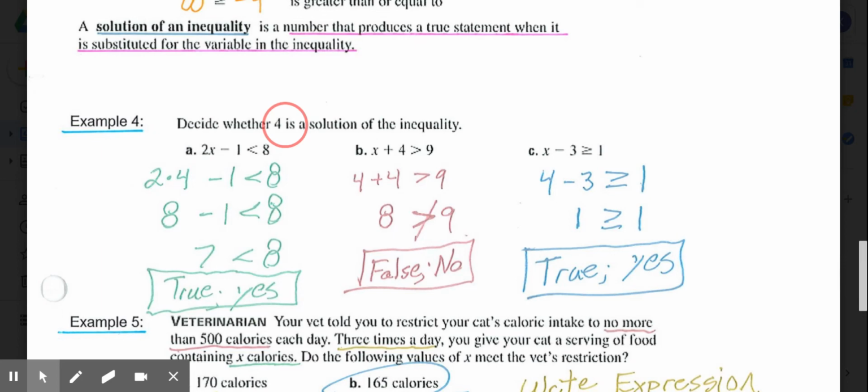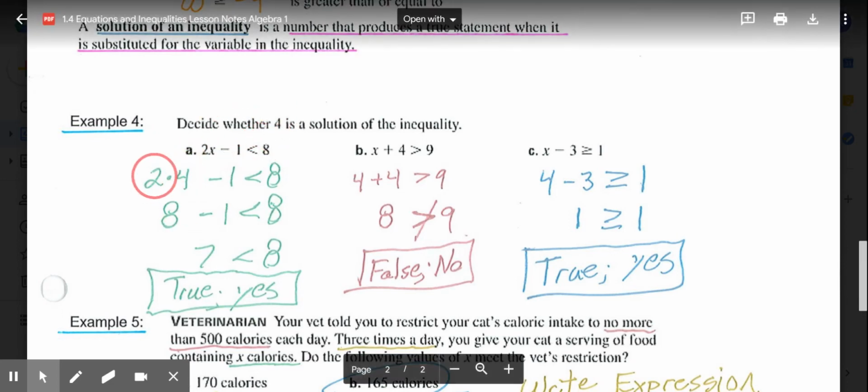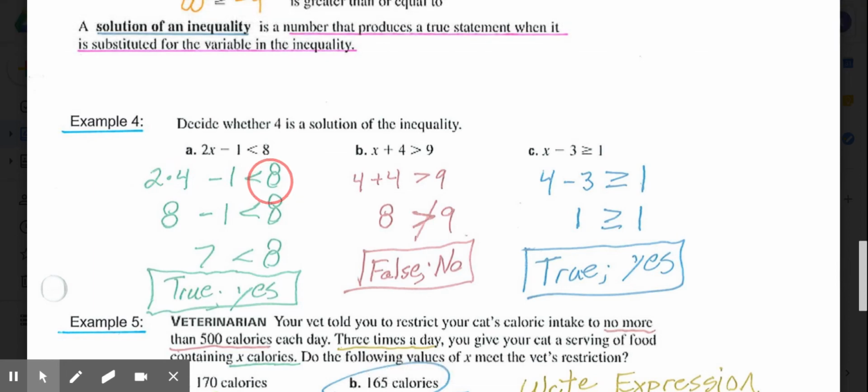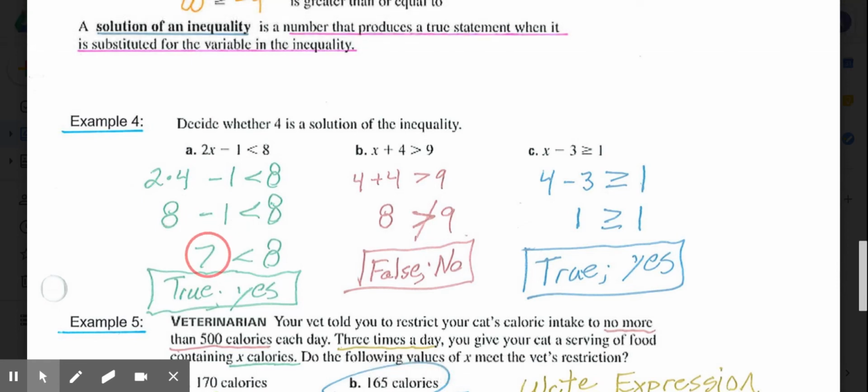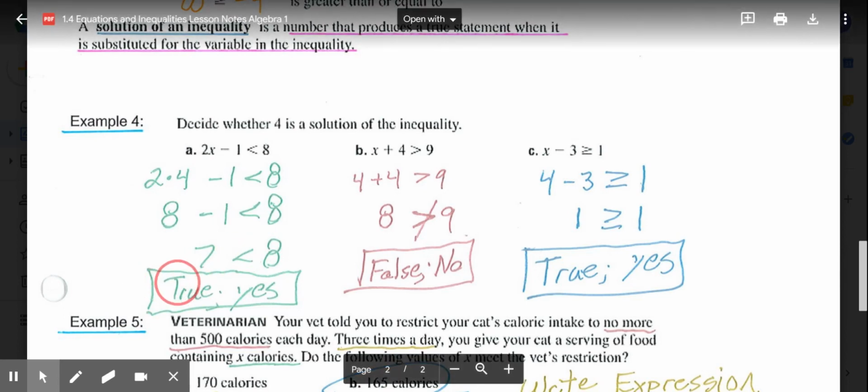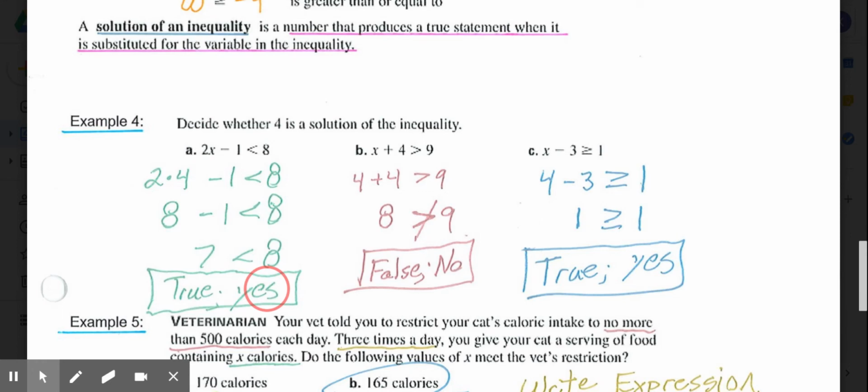So our first inequality, 2x minus 1 is less than 8. Substitute a 4 in for x. 2 times 4 minus 1 is less than 8. Follow the order of operations. So 2 times 4 is 8. 8 minus 1 is 7. 7 is less than 8. Yes, that's a true statement. So yes, 4 is a solution.